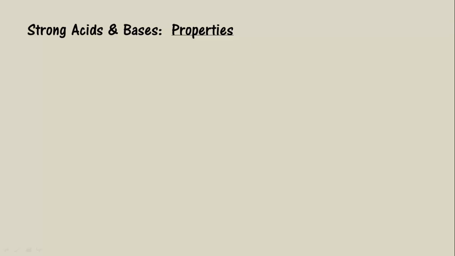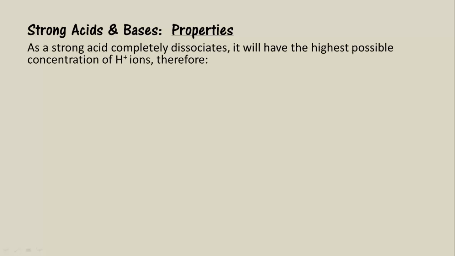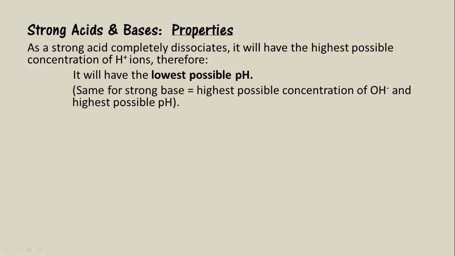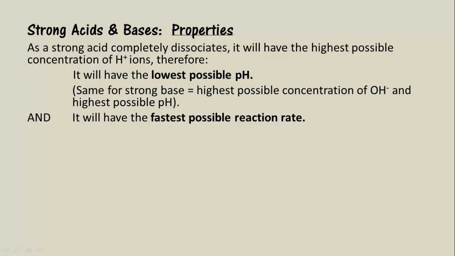What then are the properties of strong acids or bases? Again, we're focusing on acids given our time constraints. As a strong acid completely dissociates in water, it will have the highest possible concentration of hydrogen ions present in solution. Therefore, it will have the lowest possible pH value, and this is the same for strong bases, but they will have the highest possible pH due to the high concentration of hydroxide ions. And it will also have the fastest possible reaction rate, because again, reaction rate is related to concentration of hydrogen ions. High concentration, fast reaction rates.